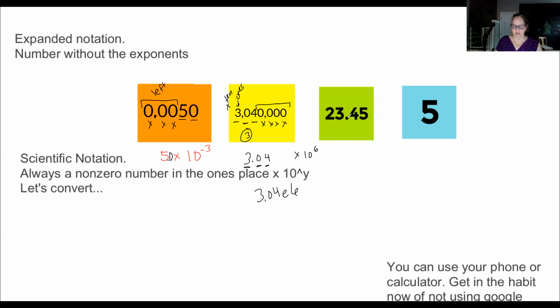23.45. Here's my decimal. Where's my target? One hop to the left. 2.345 times 10. I made the number smaller, so I need a positive exponent here to make it bigger again. How many hops? One. 2.345 times 10 to the 1.